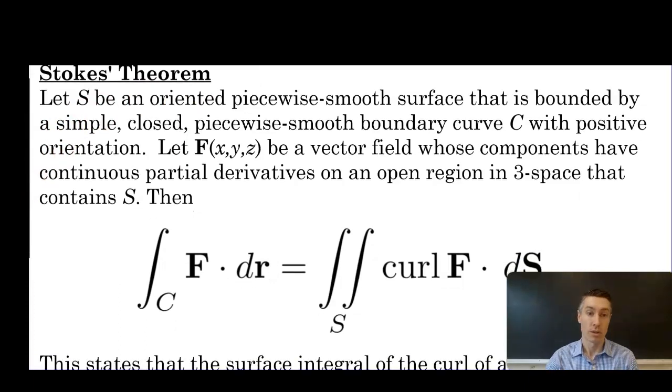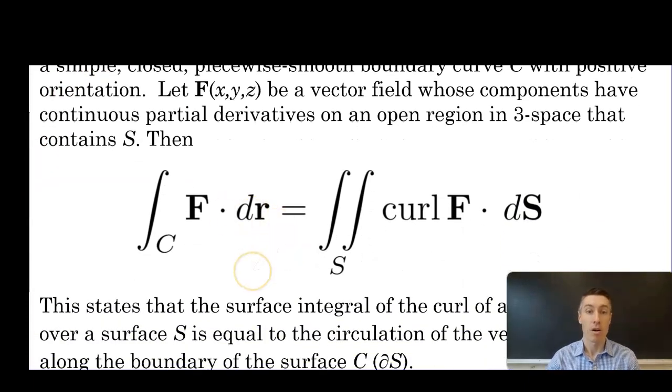Then Stokes theorem says that the integral along C of F dot dr is equal to the double integral over S of curl of F dot dS. So we've equated a line integral on the left side to a surface integral on the right side. On the left side, we're going along the boundary curve C, and we're looking at how the vector field F moves. On the right side, we're looking at the flux of the curl vector field, which essentially is going to tell us how the vector field is moving over or along the surface. And those two things are equal.